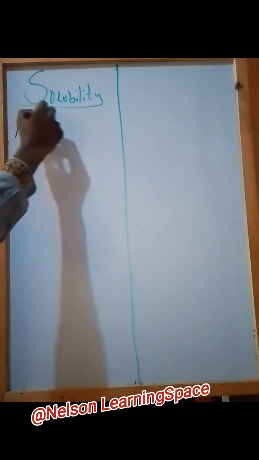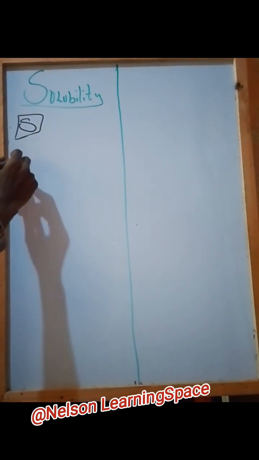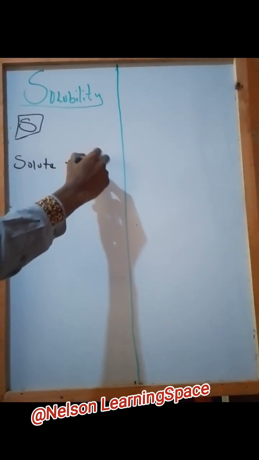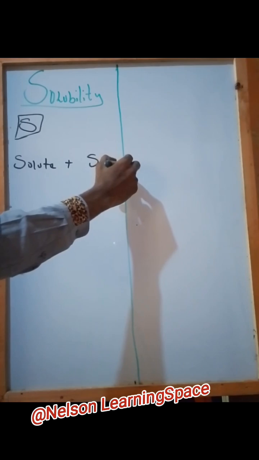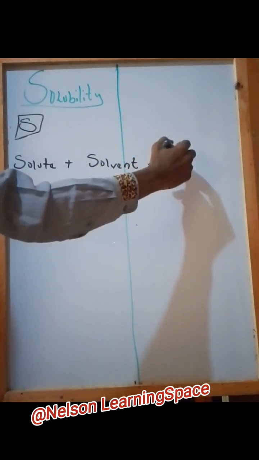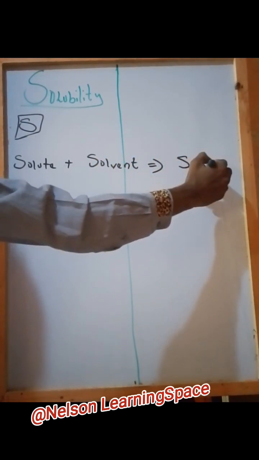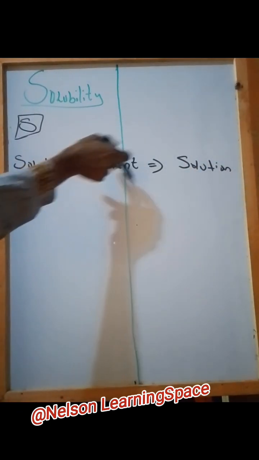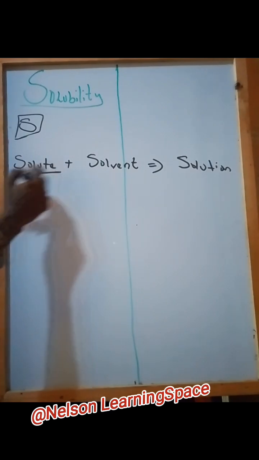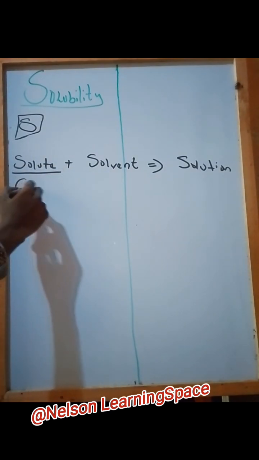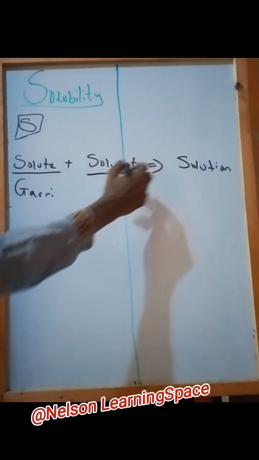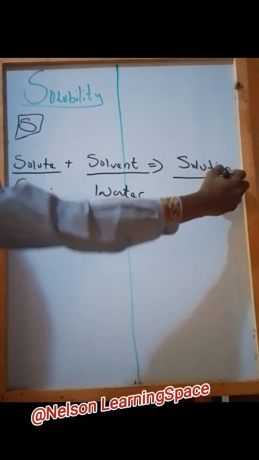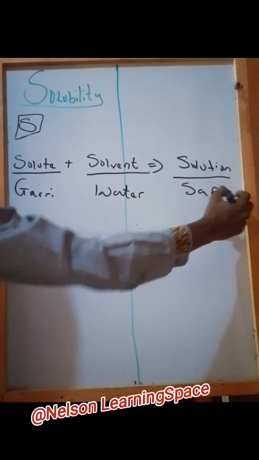Solubility, now, this is solubility, right? It's just this. It is a solute plus a solvent to give us a solution. This is just what solubility entails. A solute that can be dissolved in a solvent to form what? A solution. Example of a solute is Garri. Example of a solvent is what? Water. And what will it give you? A Garri solution.